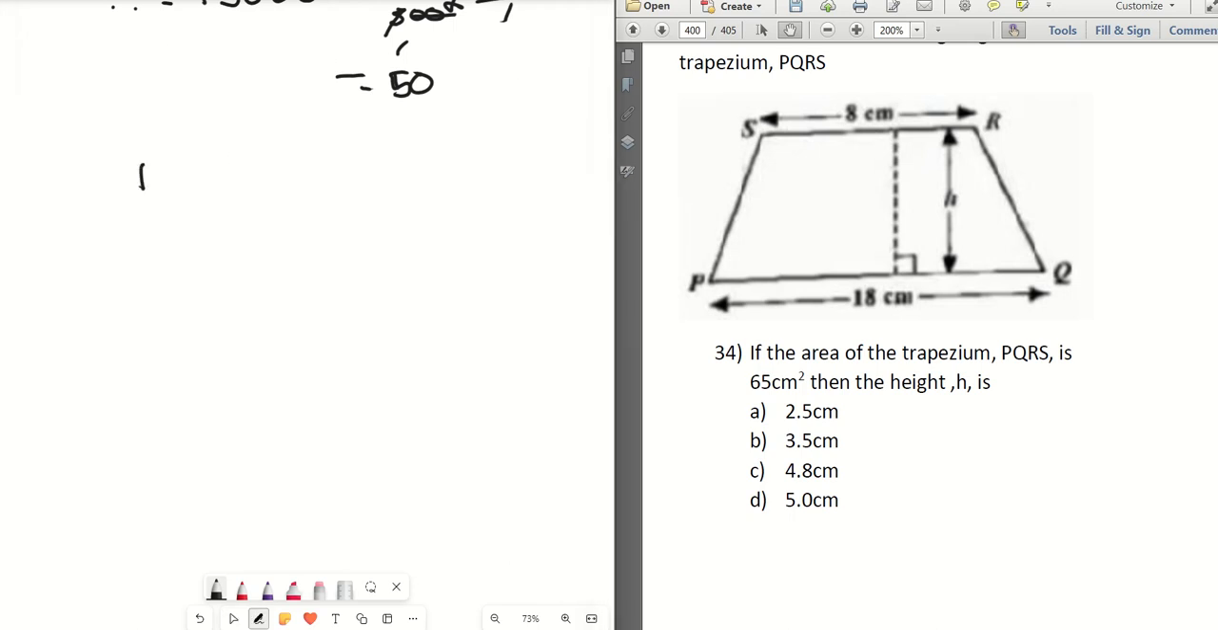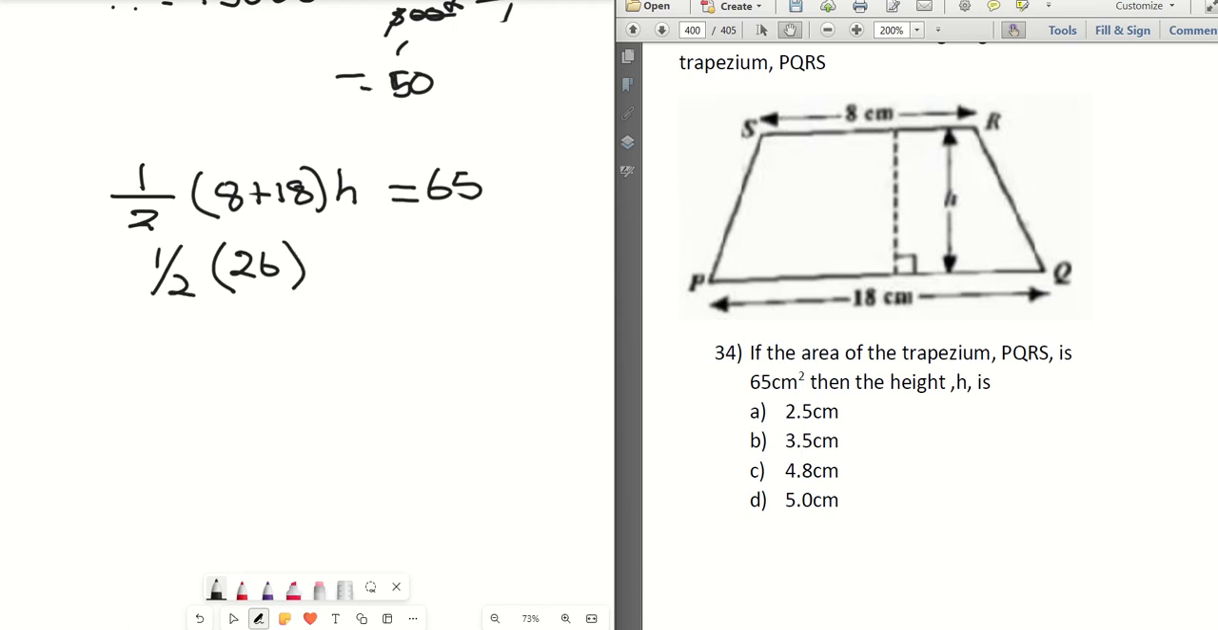So it is a half times (8 plus 18) times your height, all equal to 65. So 8 plus 18 is 26. So that's a half by 26 by h is equal to 65. A half by 26 is equal to 13. 13 by h equals 65. If we carry 13 across the equal sign, h is equal to 5. So the answer for this is D. So number 34, again, the answer is D.